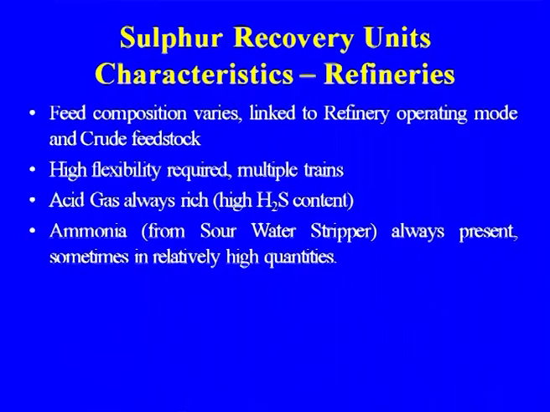Sulfur recovery units: feed composition varies, linked to the refinery operating mode and crude feedstock. High flexibility is required, with multiple tanks. Acid gas always reaches high H2S content, and ammonia from the sour water stripper is always present, sometimes in relatively high quantity, because ammonia is used in the crude distillation column, or even in the FCC, to get rid of the corrosion problem.